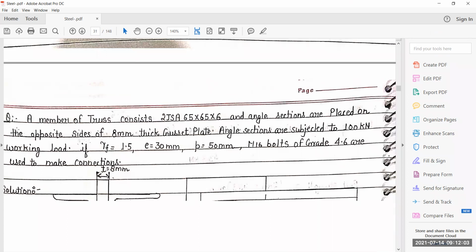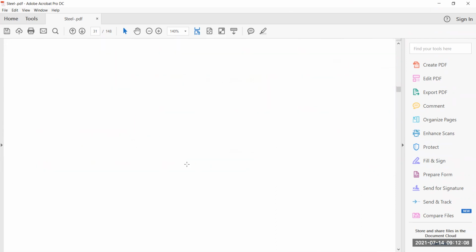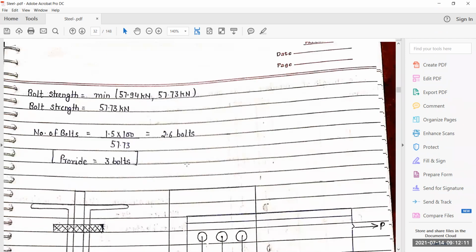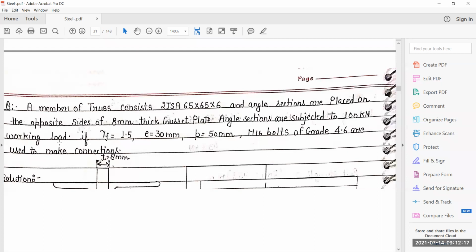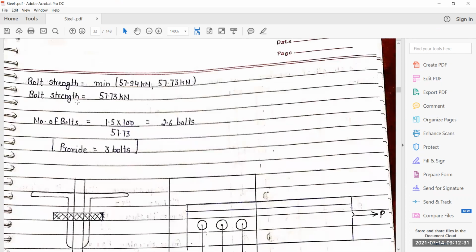Now the second question: a member of a truss consists of two ISA 65 by 65 angles. The same conditions apply. The force on the opposite side of an 8 mm thick gusset plate, the angle section is subject to a working load. Gamma is equal to 1.5, P is equal to 30, P equal to 50, and M16 bolts of grade 4.6 are used to make the connection. Under the same conditions, the bolt strength minimum is 57.94 and 57.73 kilonewton. The minimum value is 57.73.